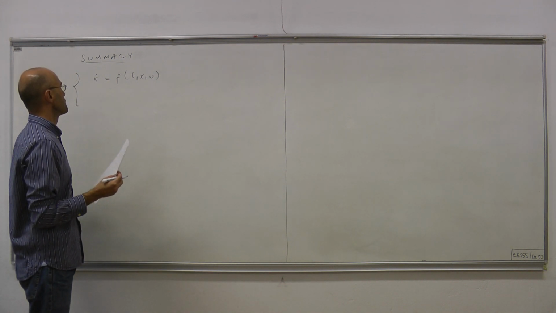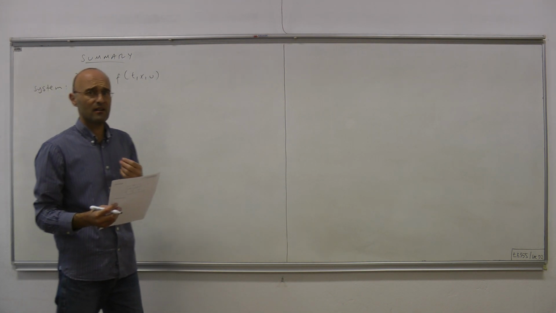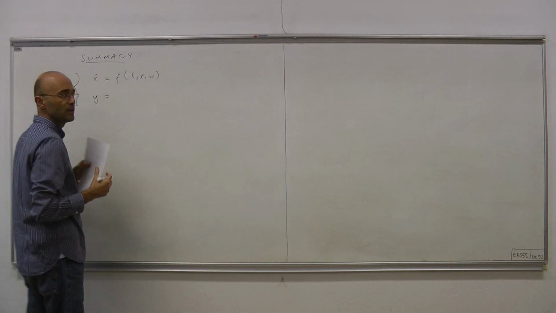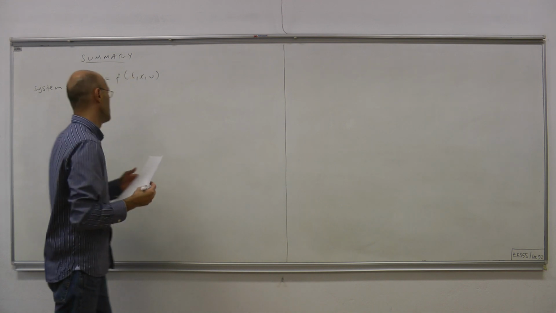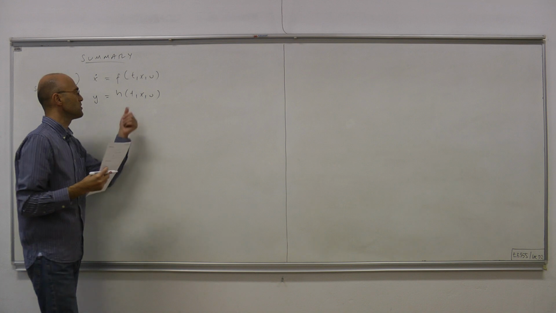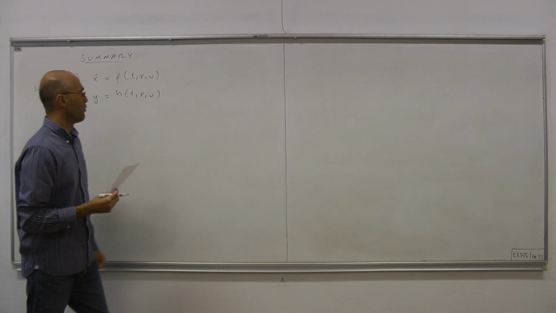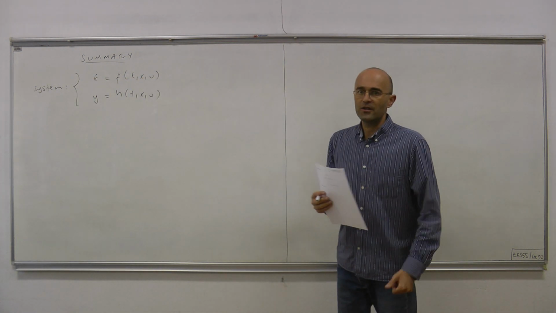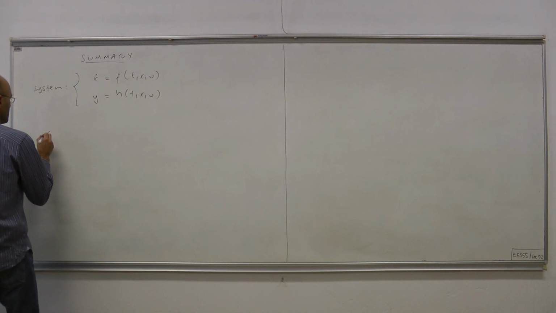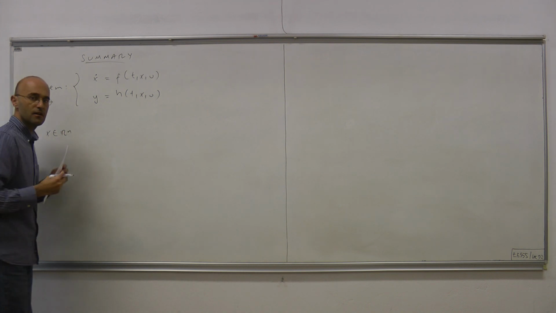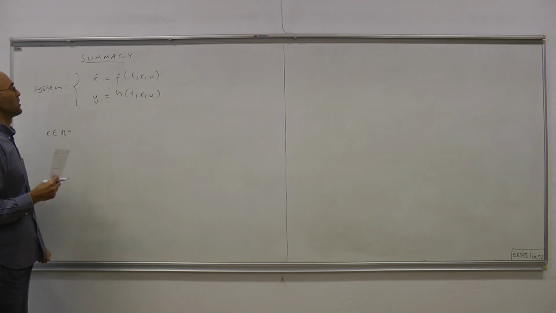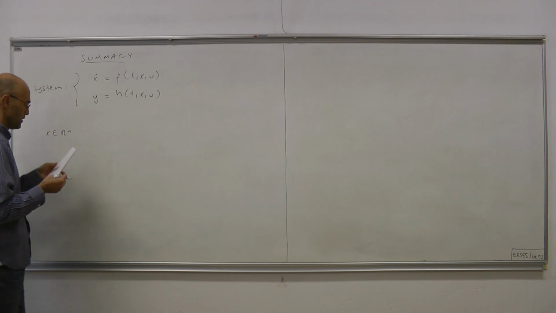Sometimes this differential equation is accompanied by an algebraic equation, which is called the output equation, or sometimes the measurement equation. Okay, y equals h of t, x, u. So this is the most general form of how a system looks like. Okay. Now, x is a vector in Rn, and this number n is what we call the order of the system. Okay, so this is the state.